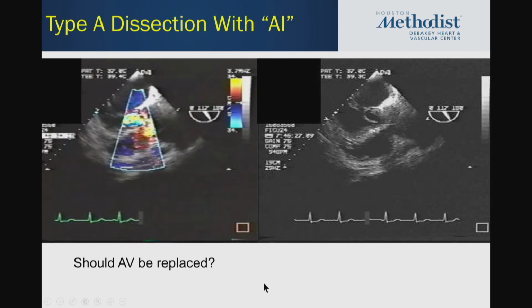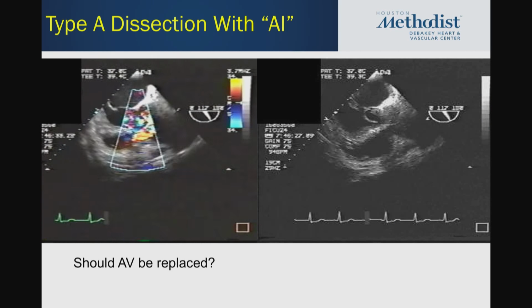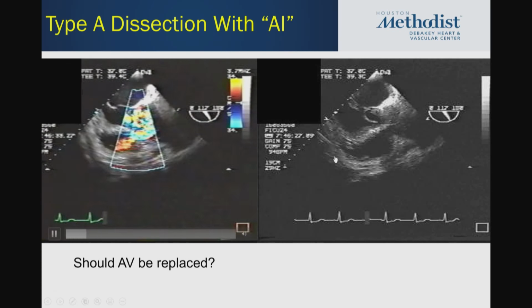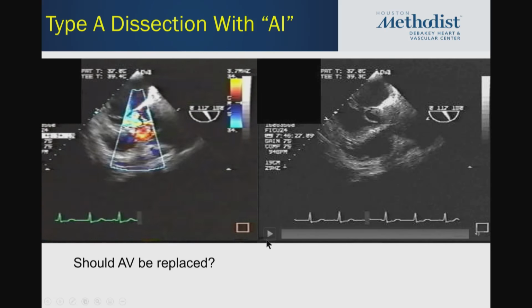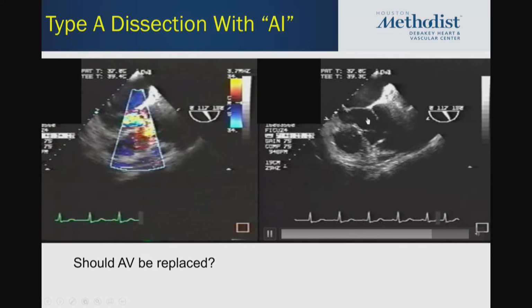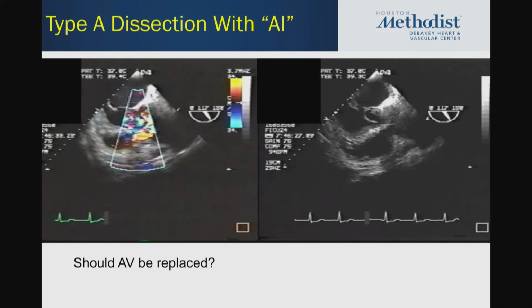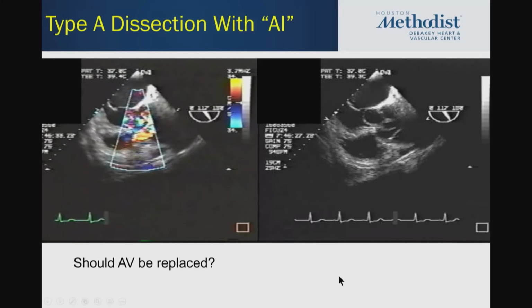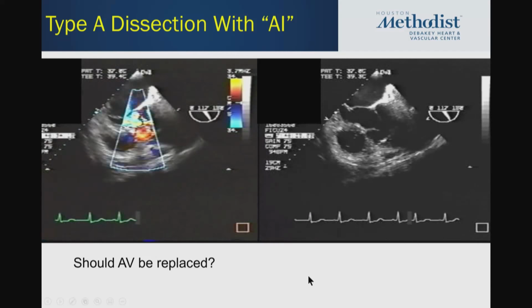The other thing, TEE can be very helpful with AI. That's one area where, if you have AI, the resolution of the TEE shows you very nicely if the flap is, in fact, prolapsing into the LV outflow and the AI is caused by the dissection, and therefore the aortic valve can be left untouched when they repair. So that's one thing where TEE can be extremely helpful.